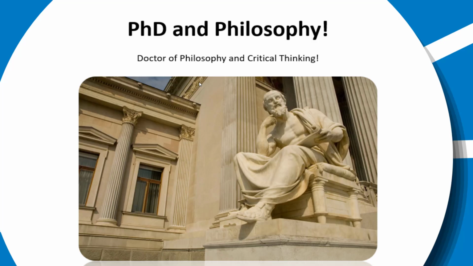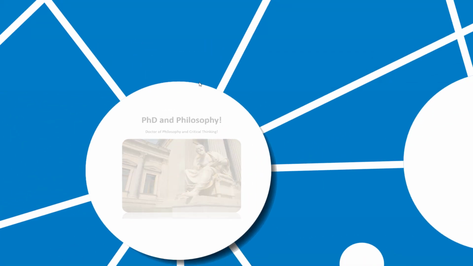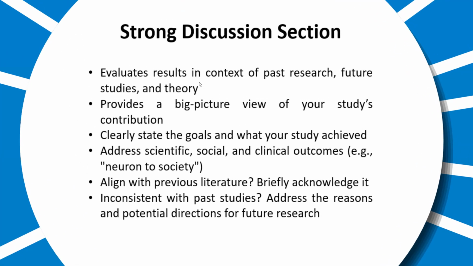What does this have to do with the discussion section of a paper? Well, the discussion is the part of the paper where you show your critical thinking and reasoning skills. I don't mean you have to be a philosopher to write a good discussion, not at all. But what I mean is you need to know how to make good arguments and convince your readers with logical reasoning. In the field of psychology and neuroscience, the discussion section should evaluate your study's results in the context of past studies, future research, and also from a theoretical perspective.